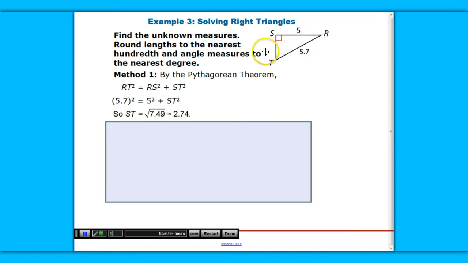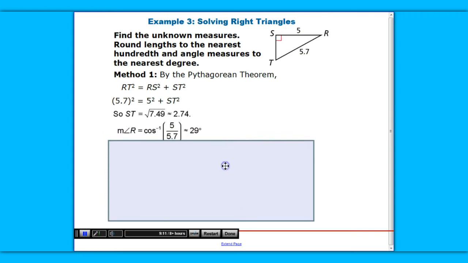Now to find angle R, we know all sides of this triangle at this point, so we could use any of the trigonometric ratios, right? So let's see how we're doing it here. In our key, to find angle R, the inverse cosine of, cosine again is adjacent over hypotenuse, right? Adjacent over hypotenuse gives us a 29-degree angle. Go ahead and find T using whichever ratio you like and come back and check.